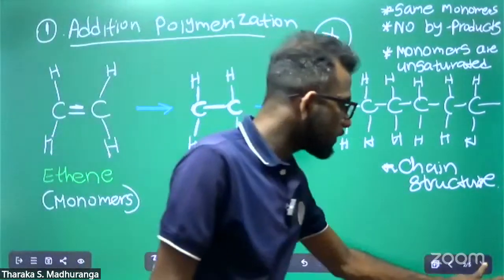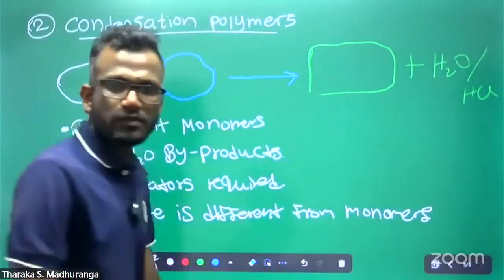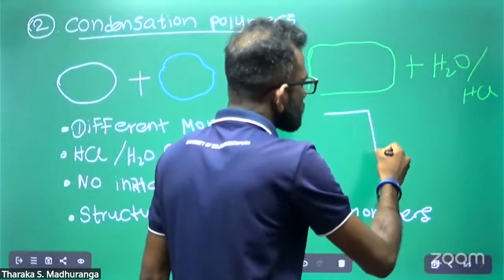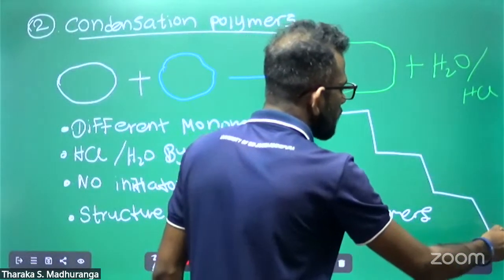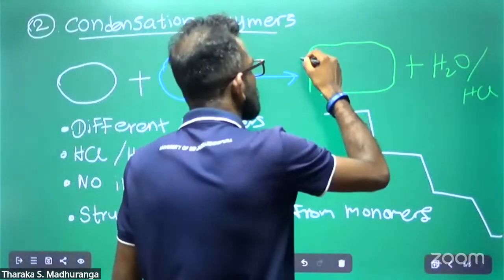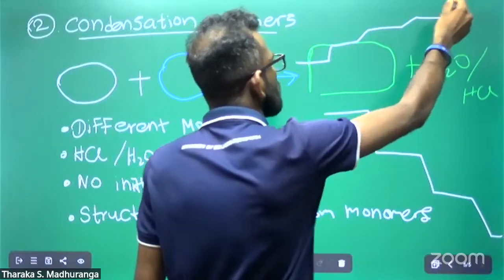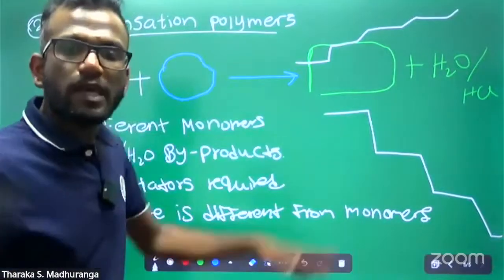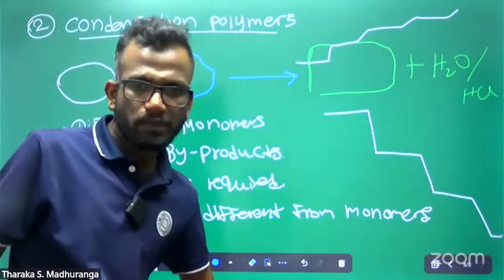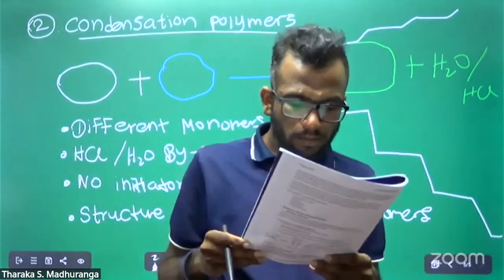But in condensation polymer, that we called as step growth structure. Step growth structure means the structure is like this, or like this. It's going step by step, step by step. Not like a chain. That's very complex.